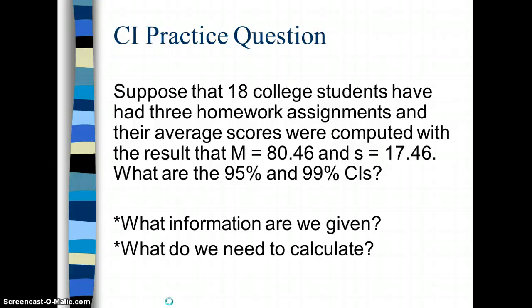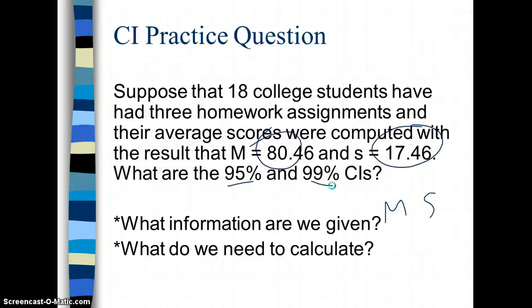So suppose that 18 college students have had 3 homework assignments and their average scores were computed with the result that the mean is 80.46, the standard deviation is 17.46. What are the 95 and 99% confidence intervals? Well, what information are we given? We're given the mean, we're given the standard deviation, we're given the fact that we want to calculate that. What do we need to calculate this?